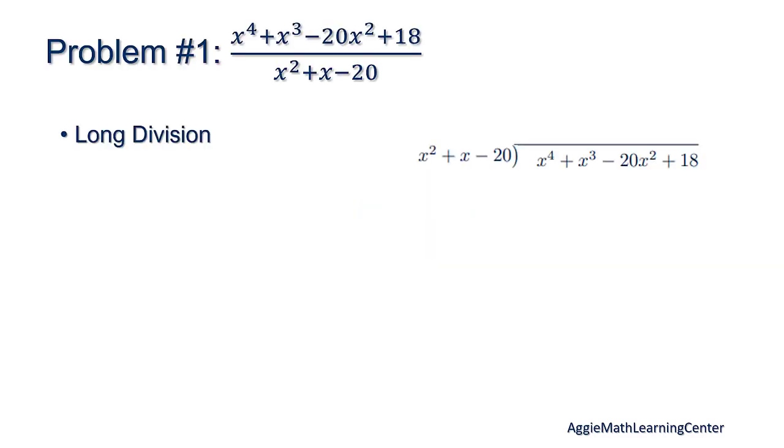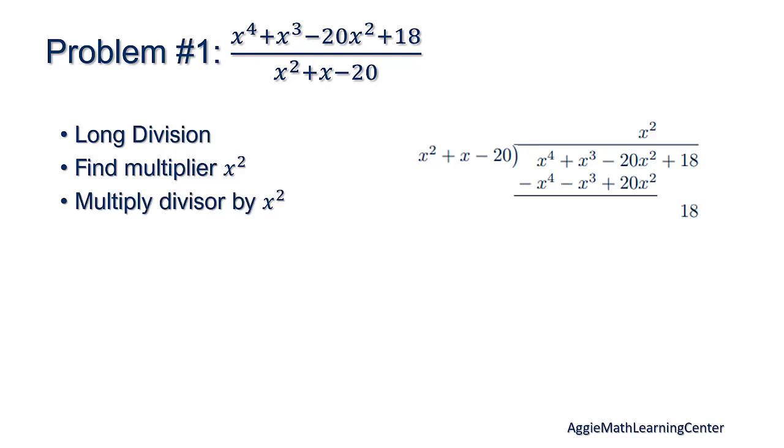Let's do that. We will set it up like x to the 4th plus x to the 3rd minus 20x squared plus 18 divided by x squared plus x minus 20. We see that in order to get our divisor to go into x to the 4th, we will need to multiply it by x squared. So we put that on top of the line. We will then write out what we get when we multiply the divisor by x squared. We will subtract this from our dividend to give us 18 as our remainder.